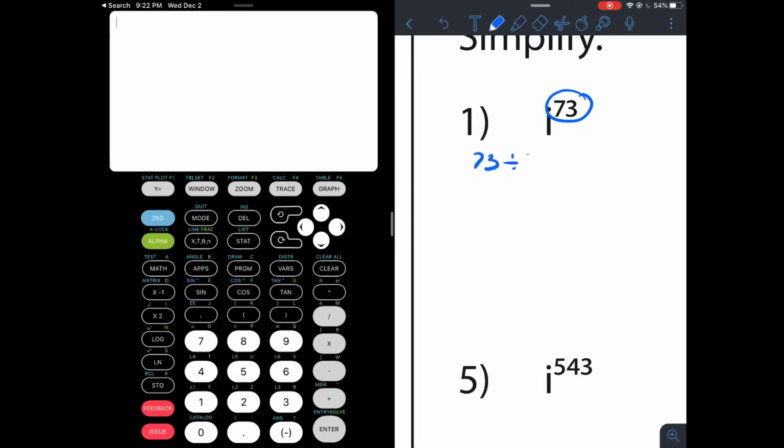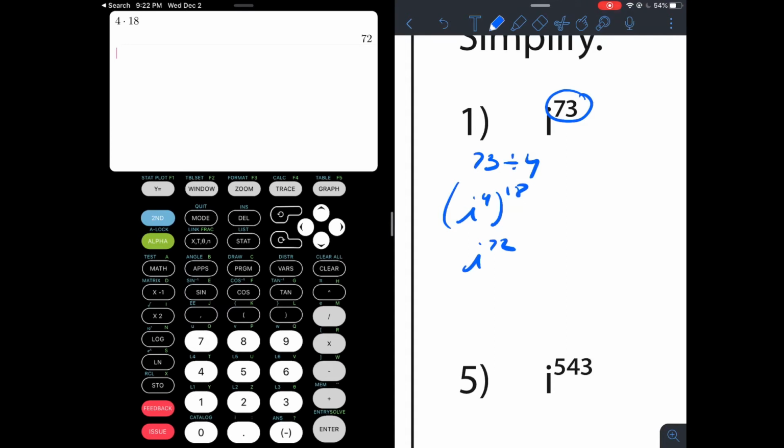So you're going to do 73 divided by 4. And what that tells you is that i to the 4th goes in there 18 times. It's a decimal, but the whole number, the number before the decimal, is going to tell you how many times 4 goes in there. So that means we could do i to the 4th to the power of 18. Now 4 times 18 is, oops, I clearly plugged that in wrong. 4 times 18 gives you 72. So we get i to the 72.